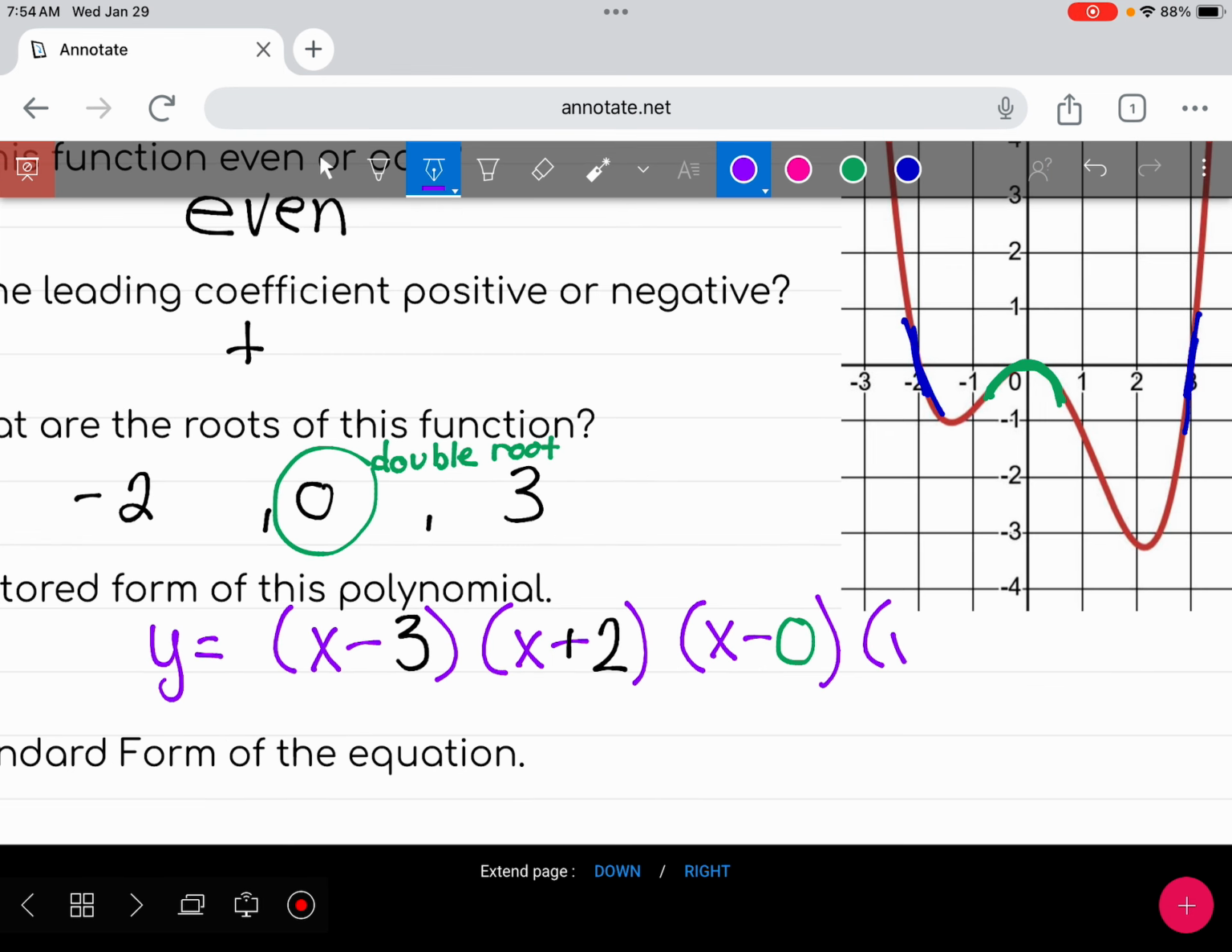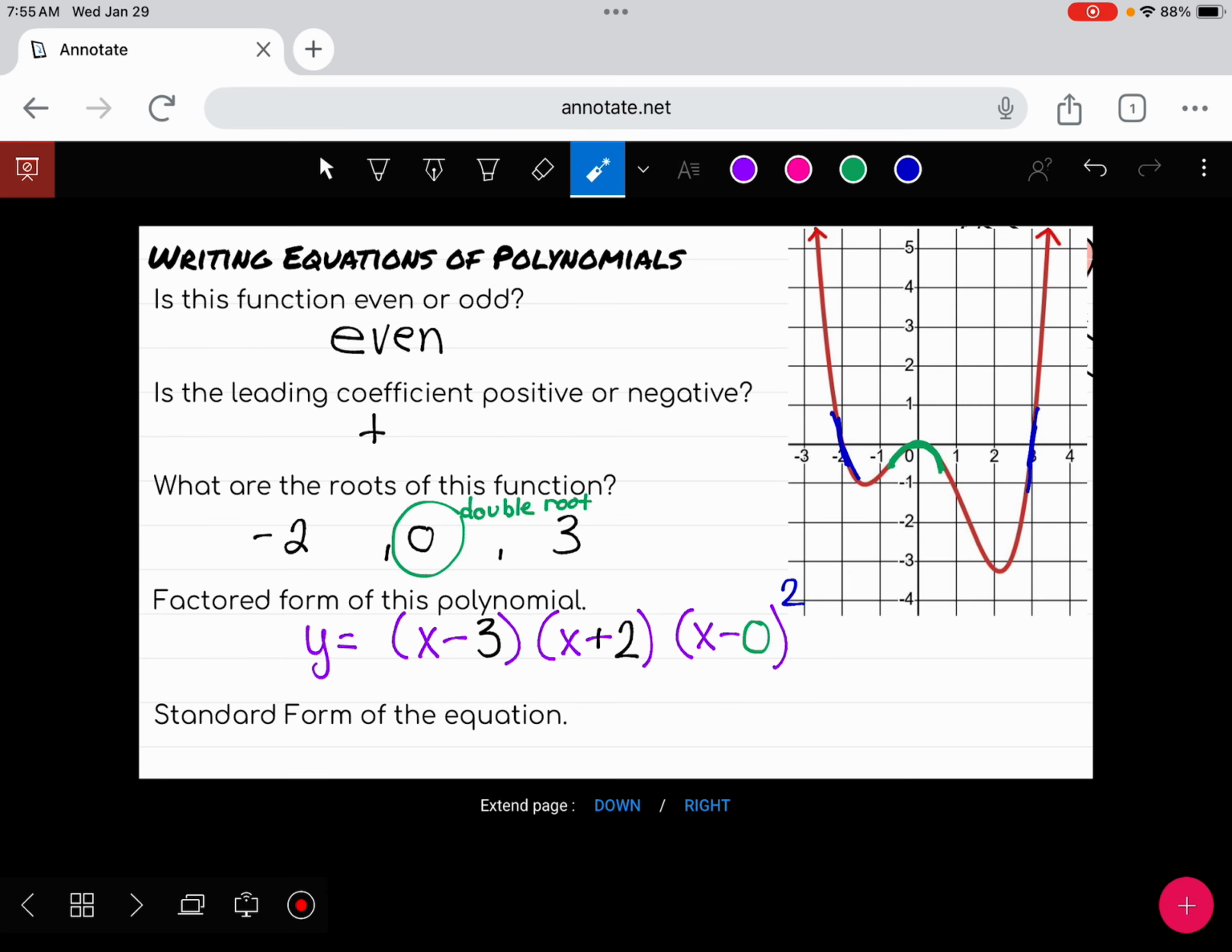So you can either write it out twice because we have that double root, or lazy way, square it. Just put a little 2. I need 2 of them. Okay? So if it's got that bounce, it's gonna have a double up here. From there, to get to our standard form, we're gonna multiply this thing out again.